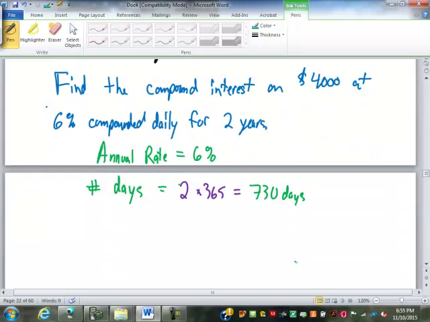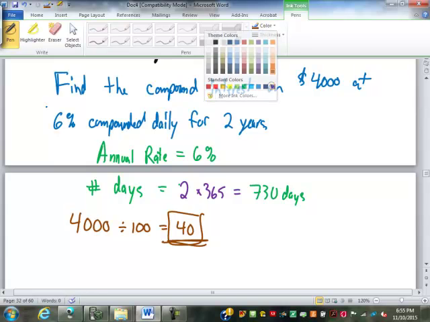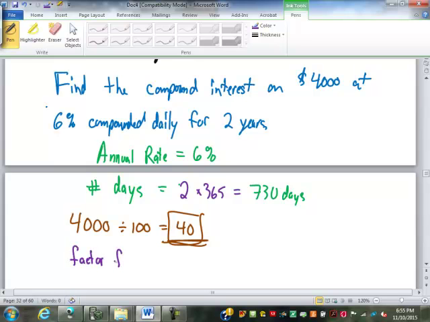Now, if you look on page 466 and 467, the top of this table says the compound interest on $100. So the first thing we have to do is take our $4,000 and divide by 100 to get 40. So that's the number we're going to use in the table. Next, we have to get the factor from the table. So we find the 6% on top. That's actually over on page 467. And we go down to 730. And we get 12.748573.